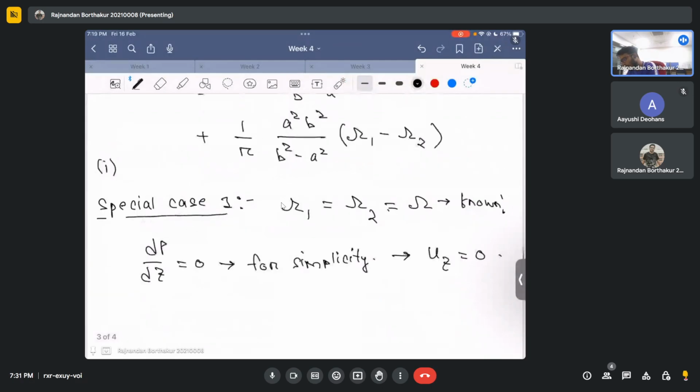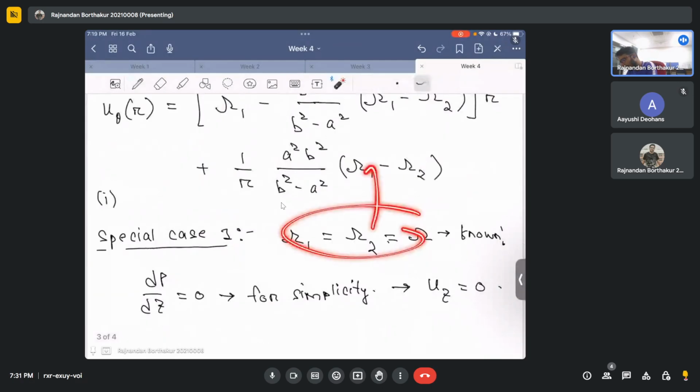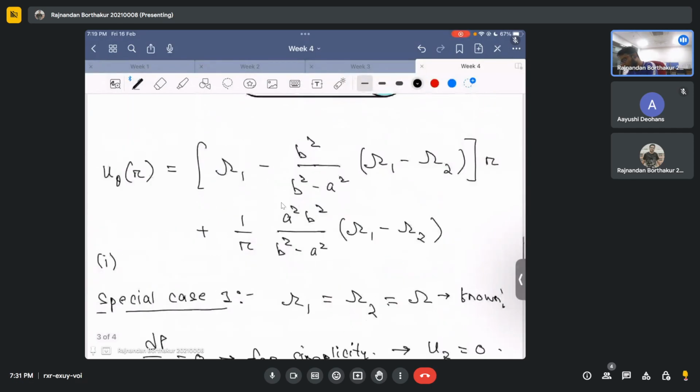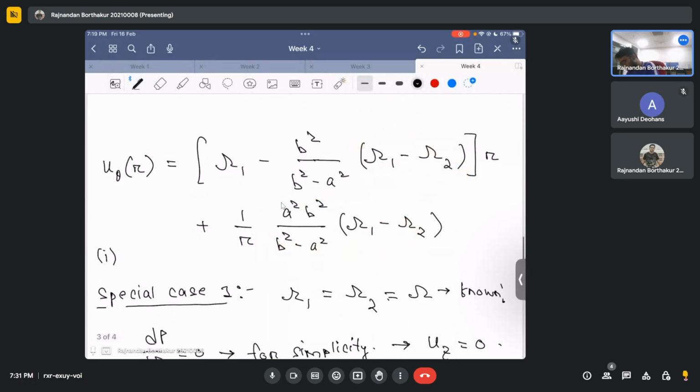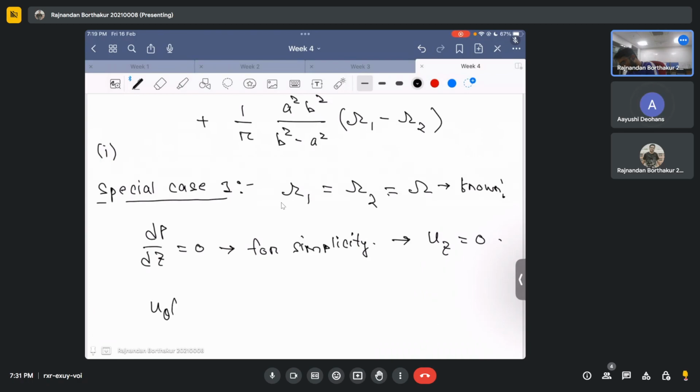So if we put this in this expression, can you tell me what we get? Just put omega 1 equal to omega 2 here in this expression. Can you quickly tell me what will be the theta direction velocity? Omega r. Yes, exactly. So the theta direction velocity is just omega times r, as you have rightly pointed out.